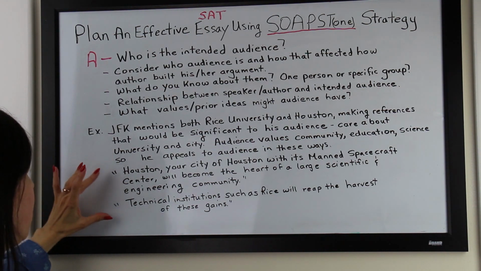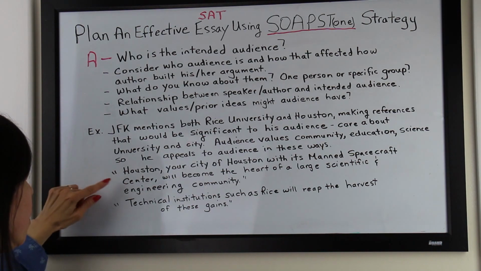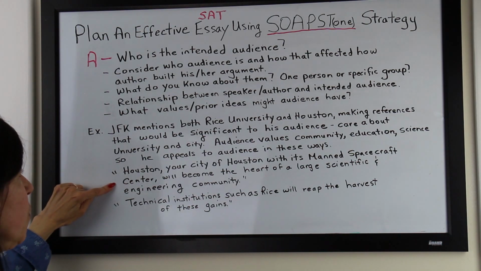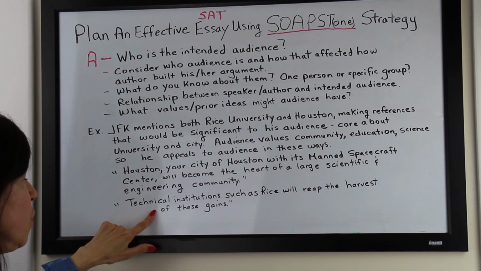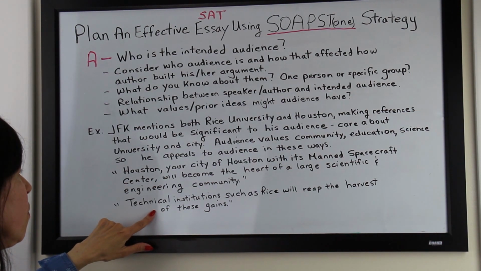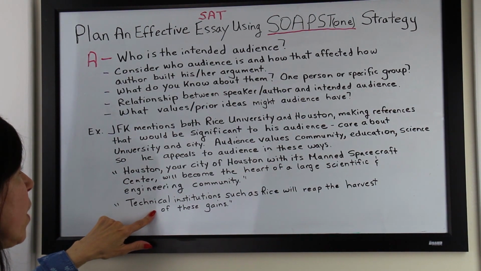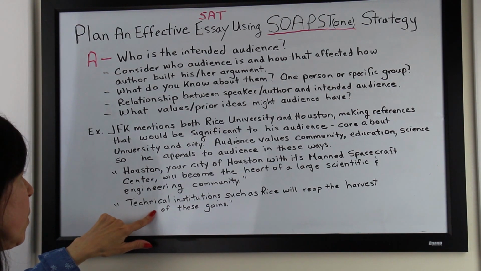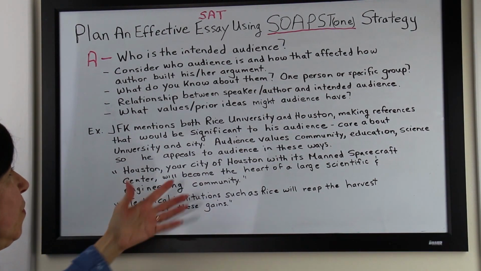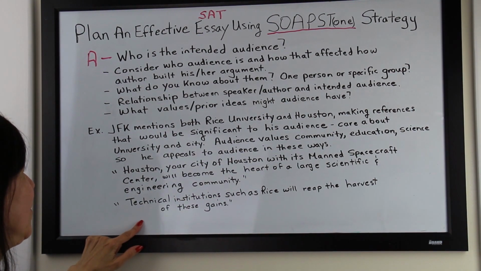And here are two quotes from his speech. "Houston, your city of Houston, with its manned spacecraft center, will become the heart of a large scientific and engineering community." And he also said, "Technical institutions such as Rice will reap the harvest of these gains." He's trying to show that the city, state, and region will flourish if the space race is entered into.